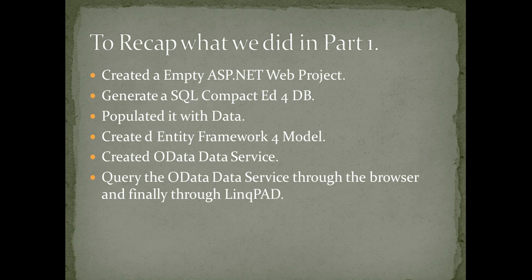Okay, to recap what we did in part 1 of the series, we learned how you would produce an OData data source starting from File, New Project, and selecting Empty ASP.NET Application. We generated a SQL Compact 4 edition database and populated it with data. Then we created our Entity Framework model and OData data service. Finally, we learned about basic sorting and filtering of the OData data source using the web browser and a free utility called LINQPad.